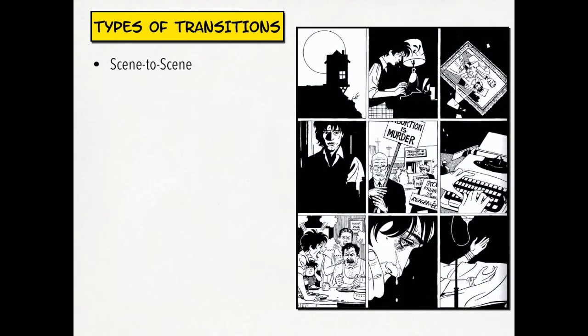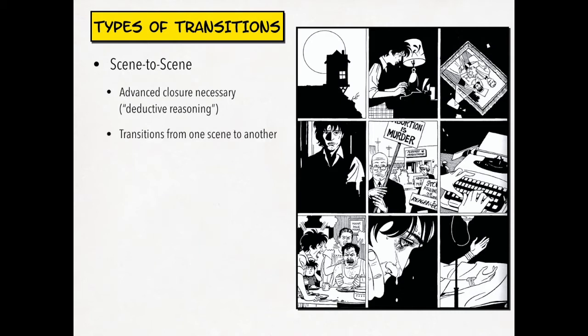That's not the case for scene-to-scene transitions. Scene-to-scene transitions require advanced closure, what McCloud calls deductive reasoning. We have to understand that we're meant to know that the house in that first panel and the woman in the second panel, well, she's inside the house. We don't see her inside the house, say, in the window, but we understand because of the way that narrative works. If we see a house and then someone inside of a house, that person is probably inside the same house we just saw. This, as the title indicates, describes transitions from one scene to another.